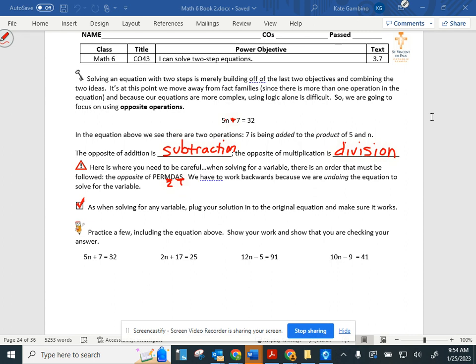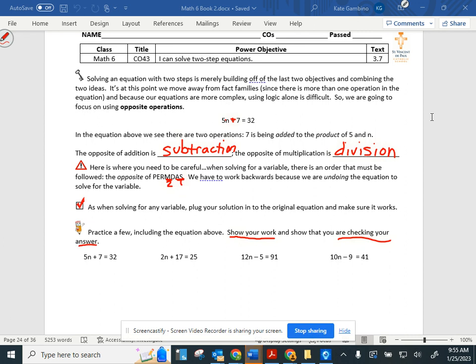All right, so when solving for any variable, you plug your solution in to the equation at the end to double check to make sure you did it correctly. So we're going to be solving for n. Once we get n, we put that value in for our n, and we would do 5 times it plus 7 and make sure that it equals 32. So we're going to practice a few of these, including the equation above. We're going to show our work that we are doing our opposite operations and show that you are checking your work, checking your answer.